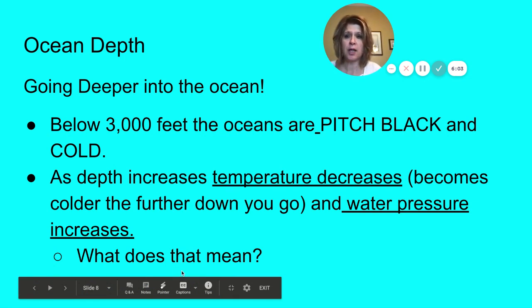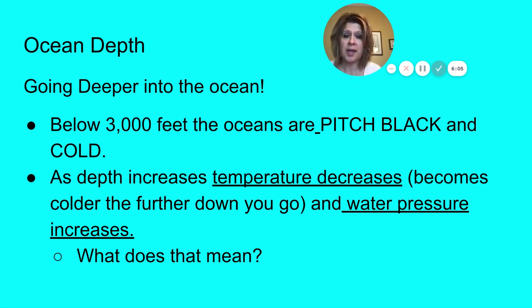Go deeper into the ocean, below 3,000 feet, and it's pitch black, dark, cold. As you go deeper into the ocean, the temperature decreases. It becomes colder the farther you get because there's no sunlight warming the water. And then the water pressure increases, getting heavier on us. What does that mean?